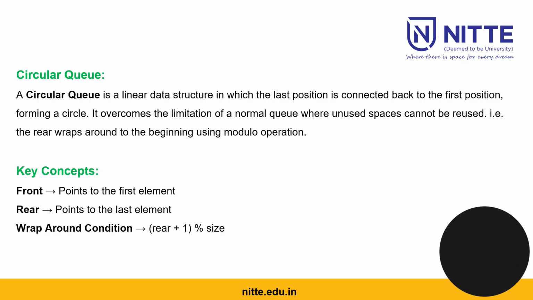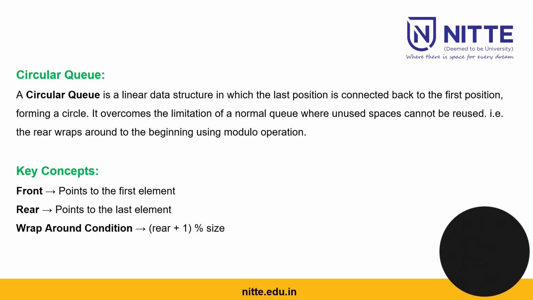Next we will go for the circular queue. What is a circular queue? A circular queue is again a linear data structure in which the last position will be connected back to the first position. That is called a circular queue. Since we connect the last position to the first position, it will form what here? A circle.